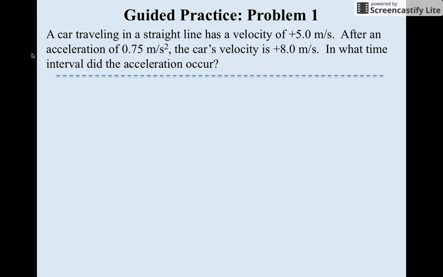So in this problem, we're seeking the time. It says, in what time interval did the acceleration occur? When we look at the units in the context of the problem, we know that we're given two velocities. The car is traveling with a velocity of 5 meters per second, so that means that that's the initial velocity, v sub i, and that after an acceleration, the car's velocity is 8 meters per second. So that's the final velocity, which we just call v.